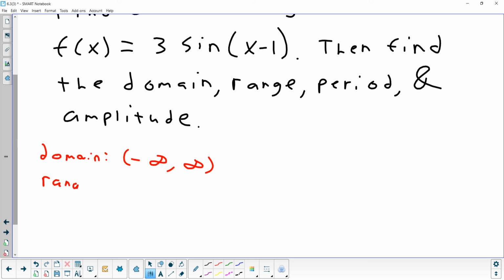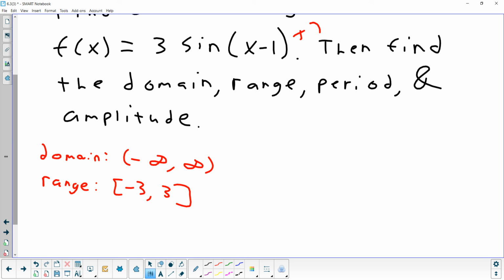Okay, range. So there's 2 things I have to think about for range. Did I do a vertical stretch? If I did, take that into account. And then did I do a shift? If I did, take that into account. It's not as complicated here. What's my range? Yep, -3 to 3.